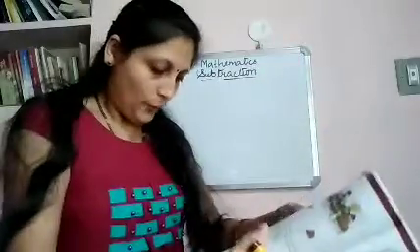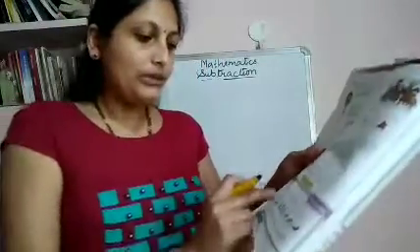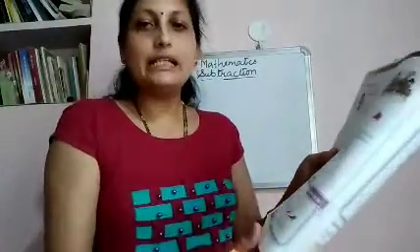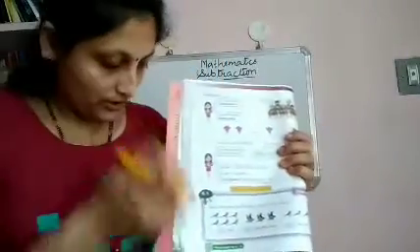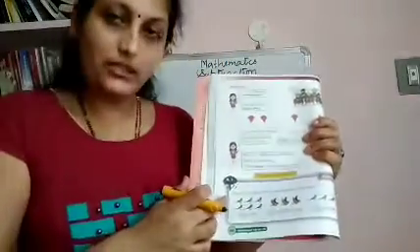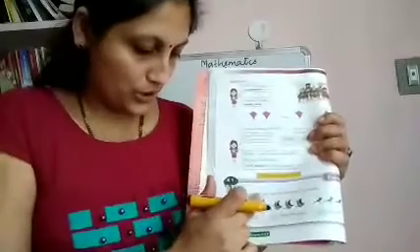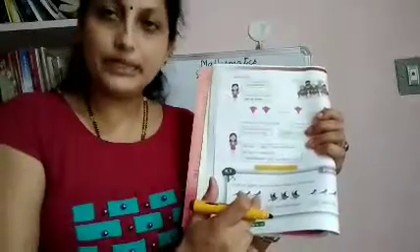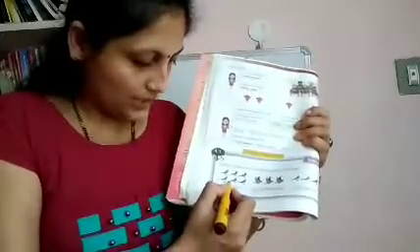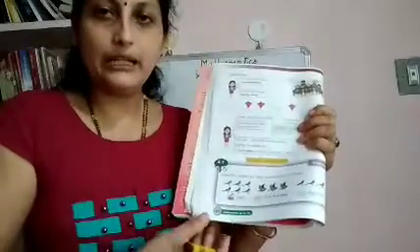So, open page number 60 in your textbook, okay? Count the object and write the number in the boxes. It is given here like this. So, see here. How many birds are there here? You can count. 1, 2, 3, 4, 5, 6. How many birds are there? 6. So, write in the box 6.